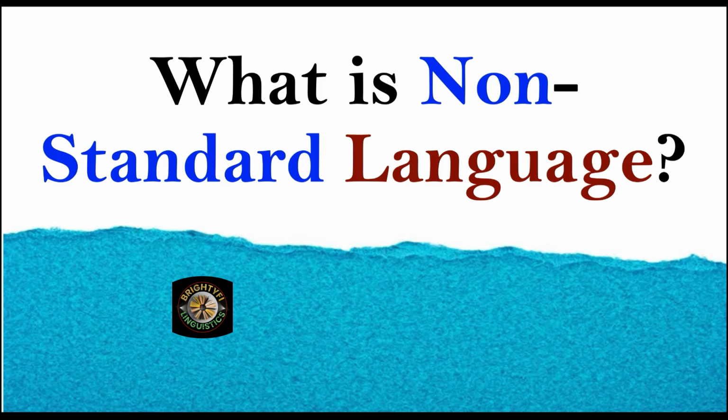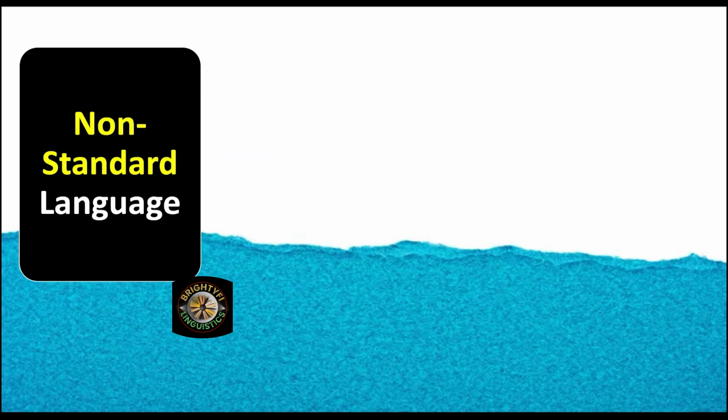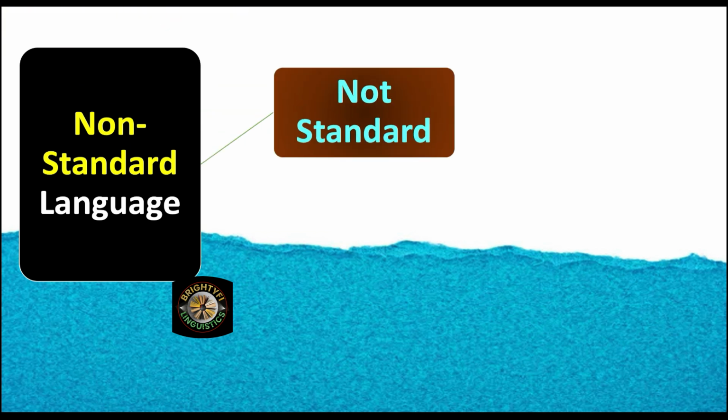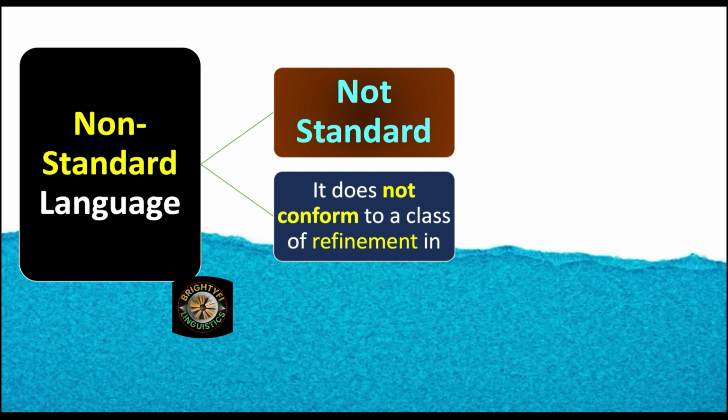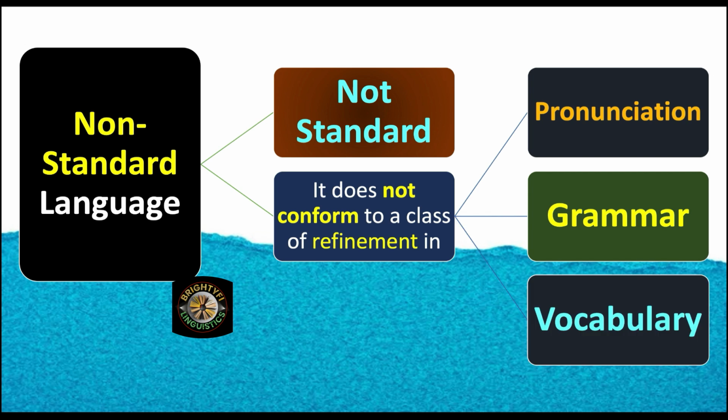What is non-standard language? The name itself suggests not standard, that is to say, not up to the mark, not up to the level, not up to the height of appreciation. That is to say, it does not conform to a class of refinement in pronunciation, grammar, and vocabulary. So we come to know that non-standard language is not up to the mark.